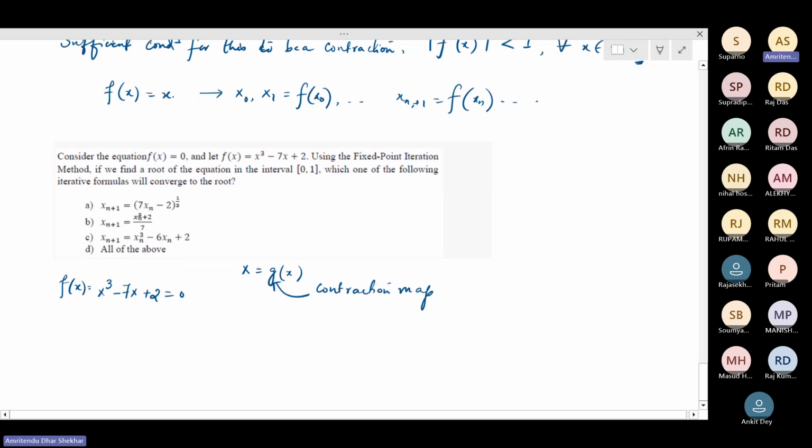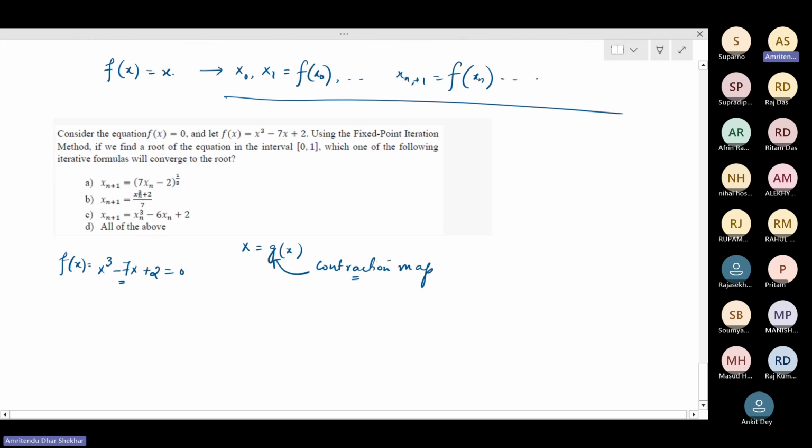Now, of course, notice that you can write this equation in many ways, but it's not necessary that all of them would be a contraction map. If it is not a contraction map, then the fixed point iteration scheme, which is basically this scheme, will not work.